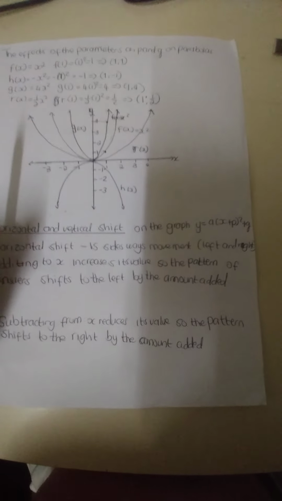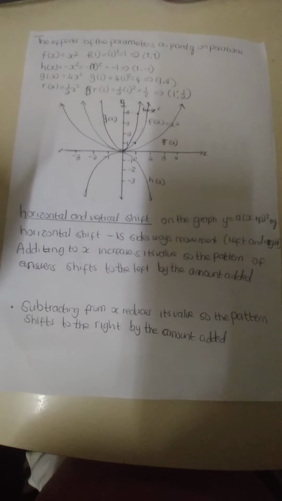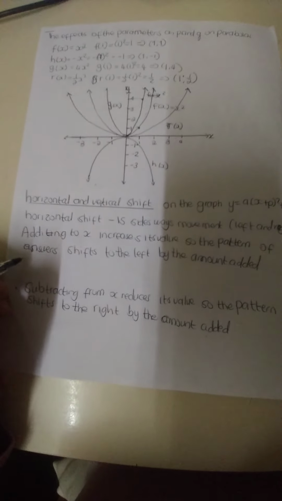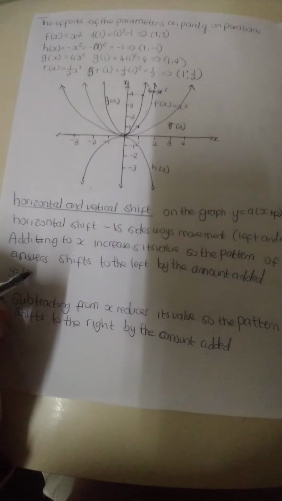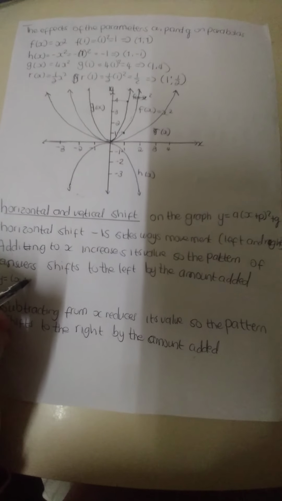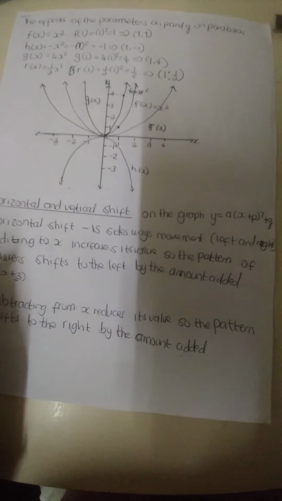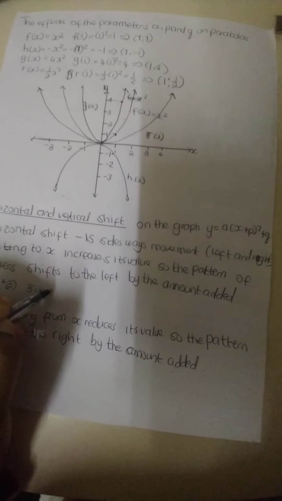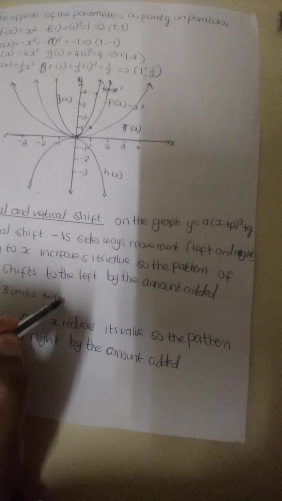So for example, when adding to x, it increases the value, so the pattern shifts to the left by the amount added. So what we are saying here is, if we have the function y equaling x plus 3, so we add the value to x, so the graph is going to be shifted. This is the shifting value, the value added. So the graph is going to shift 3 units to the left.